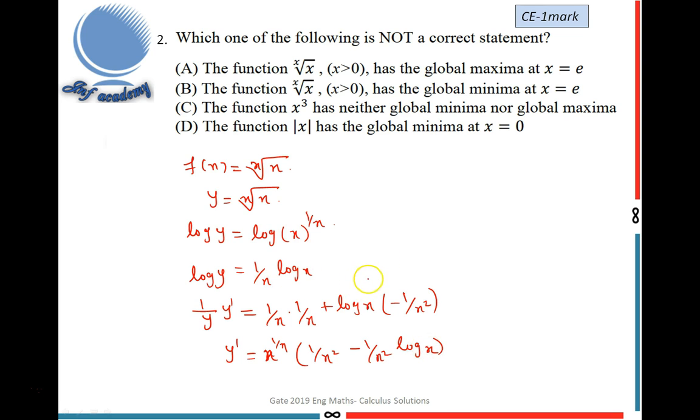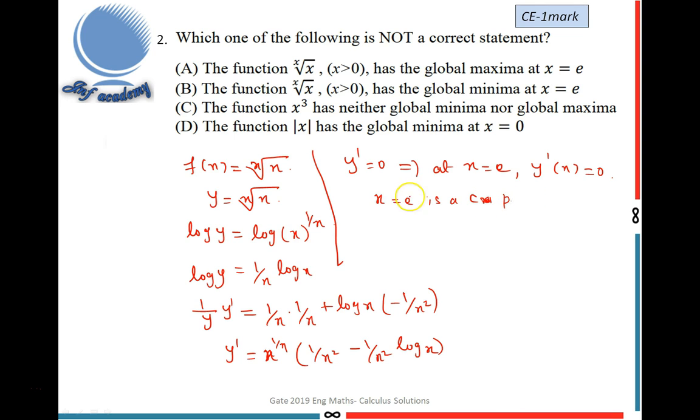Next I find the critical point. How to get the critical point? y dash equal to 0. I take y dash of x equal to 0. For what value of x does y dash become 0? Log e value is 1, so 1 by x square minus 1 by x square equals 0. In that case only y dash equals 0. So at x equal to e, y dash of x equals 0. So x equal to e is a critical point.